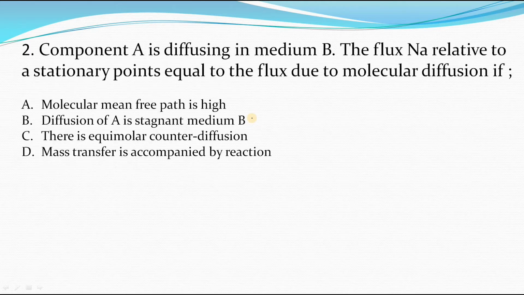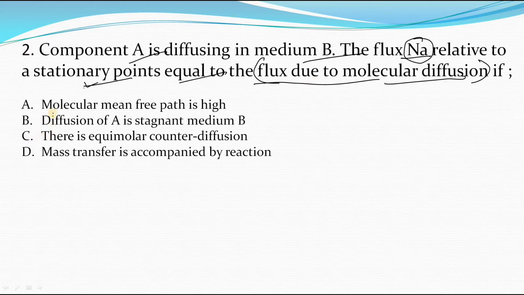Okay, now our next question is: component A is diffusing in medium B. The flux Na relative to a stationary point is equal to the flux due to molecular diffusion. Now what is in this question? Component A is diffusing in medium B. The flux Na relative to a stationary point is equal to, and this point is important, the flux due to molecular diffusion.